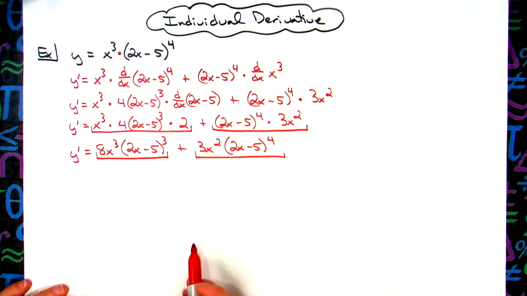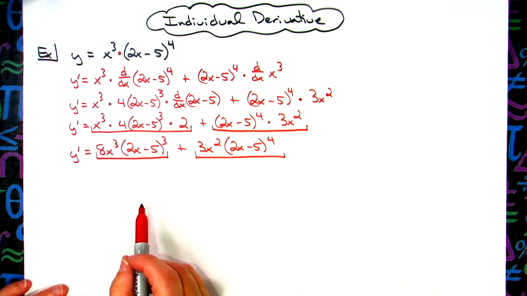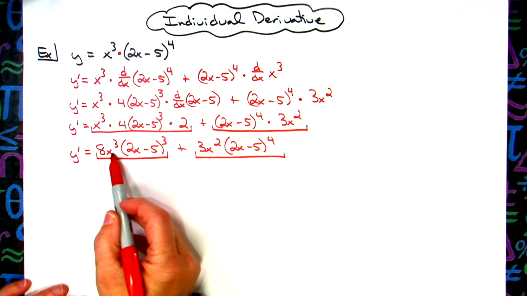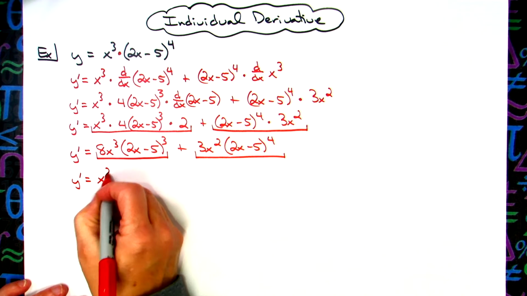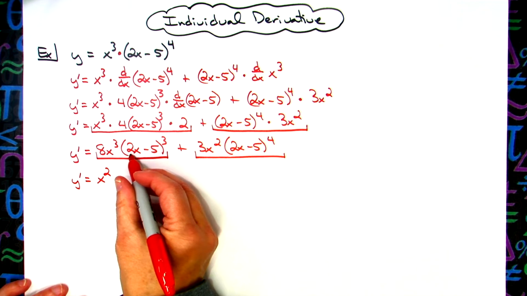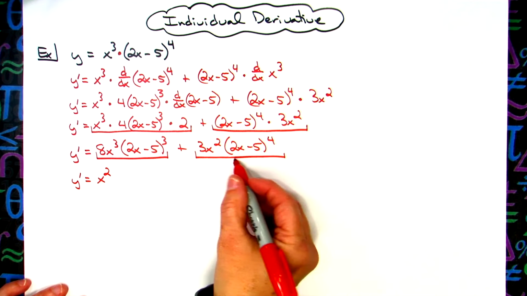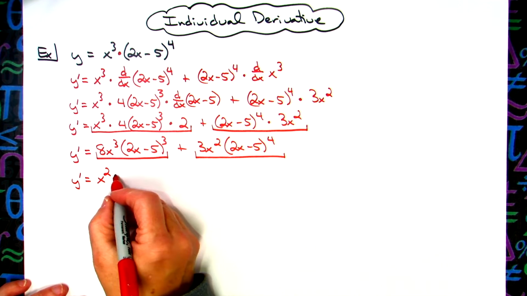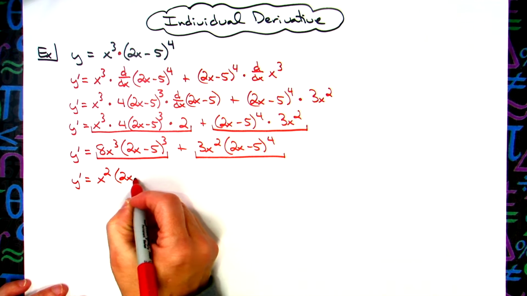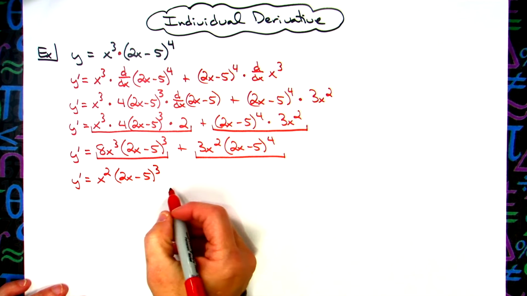Now what I'm going to do is go ahead and take out the greatest common factor. I can take out an x squared out of both of them. So I'll have an x squared coming out. This has a (2x minus 5) to the third. This has a (2x minus 5) to the fourth, which means I can take 3 of those binomials out. So a (2x minus 5) to the third power is coming out.